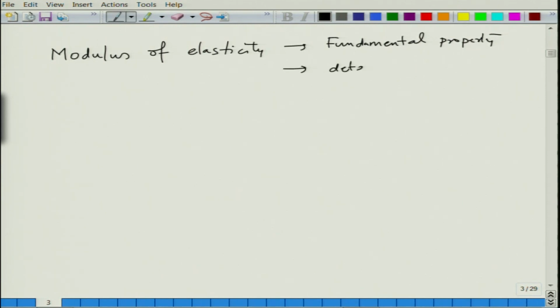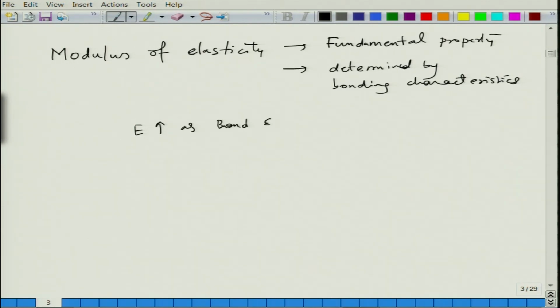Determined by bonding characteristics, and so basically E increases as bond energy increases, and this is basically because the modulus of elasticity is proportional to the curvature of the potential energy curve, or you can say it is proportional to del F by del R, the slope of the force versus distance curve.